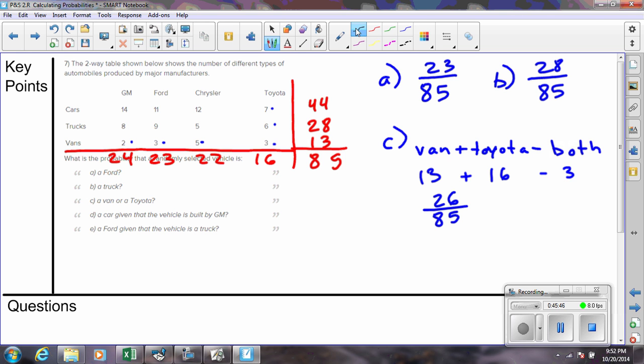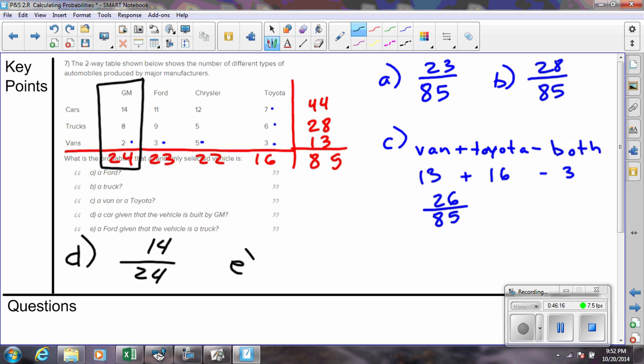Question D, what's the probability that it's a car given that it's built by GM? Okay, so given that it's built by GM says this is the only thing that we care about. Ford, Chrysler, Toyota don't exist for us. Well, there are a total of 24 GM cars, or GM vehicles. And how many were cars? 14.